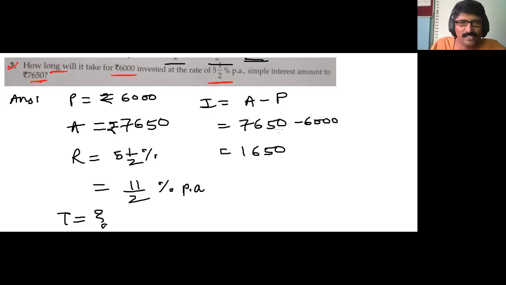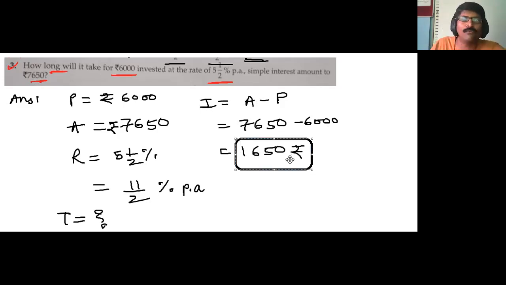So amount is 7650 minus 6,000. So you're going to get rupees 1650 as the interest. 7650 minus 6,000, very good, that is 1650. I hope students you are along with me. So interest is 1650 rupees.